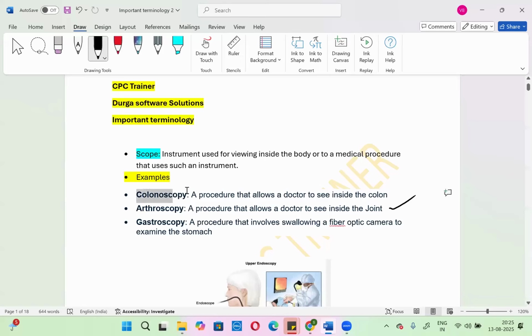Example, colonoscopy. Now what is scopy? Examination. Where they are examining? Inside the colon. And after writing the meaning of scopy, take down only one example. Okay, only one example is enough.